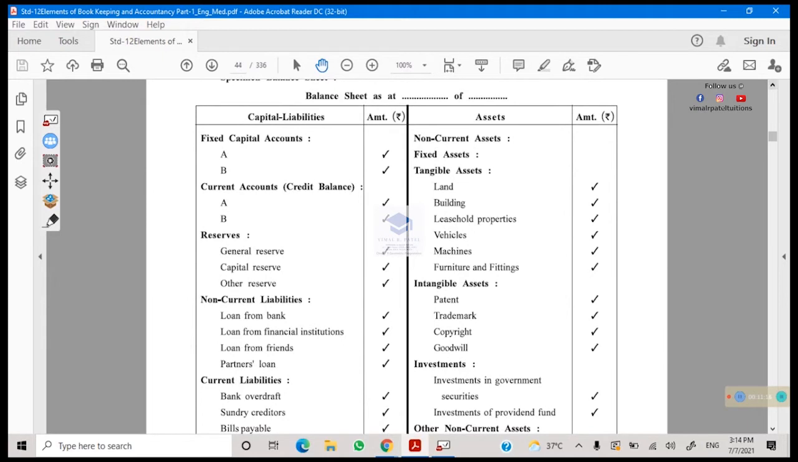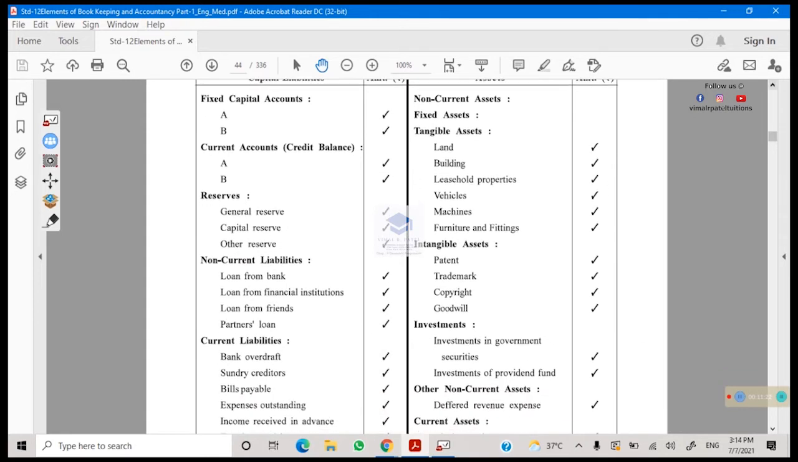Then balance sheet. On liability side, fixed capital of partner, then balance of current account of partner, then any reserve, general reserve, capital reserve, reserve fund, then non-current liability, that is long-term liability.